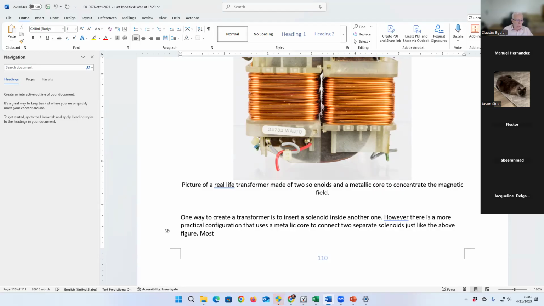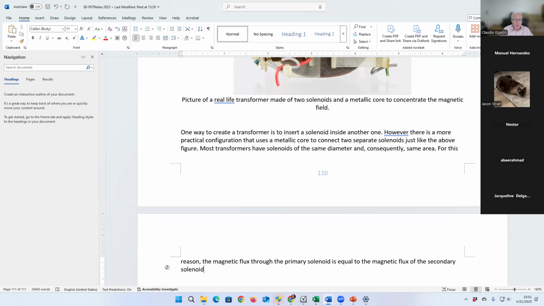Most transformers have solenoids of the same diameter and consequently the same area. For this reason, the magnetic flux through the, let's say, primary solenoid is equal to the magnetic flux of the secondary solenoid.